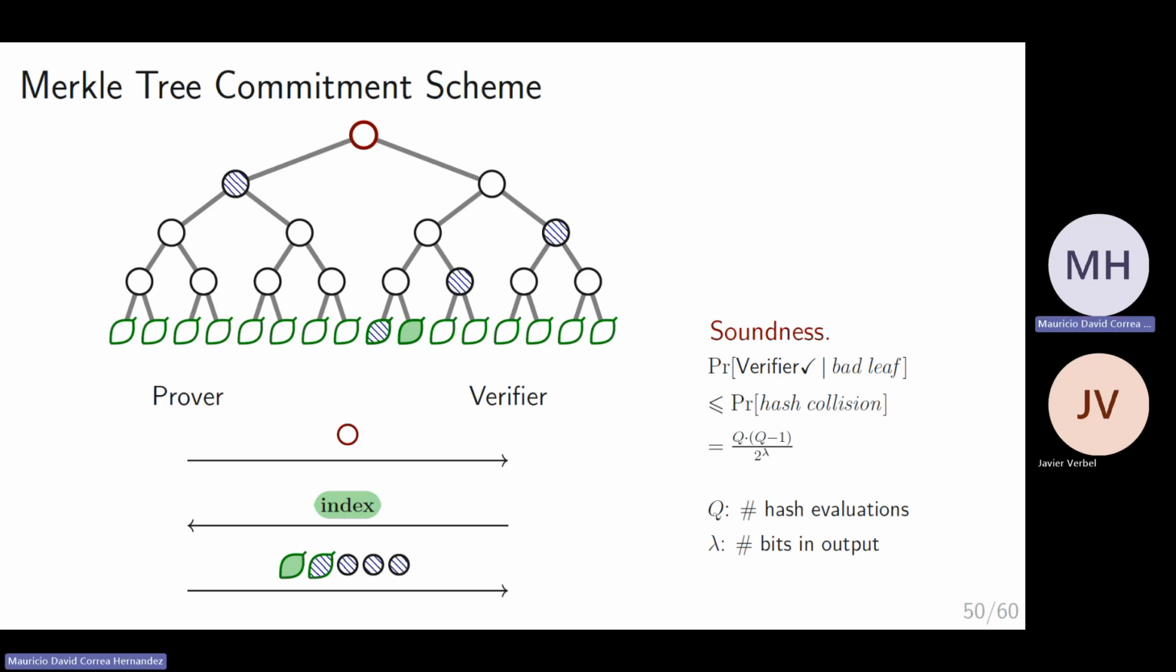And so you want the output set to be twice your security level, because Q squared is in the numerator.